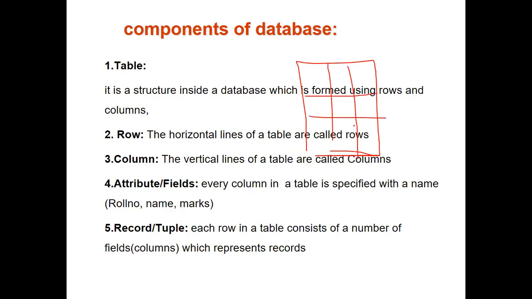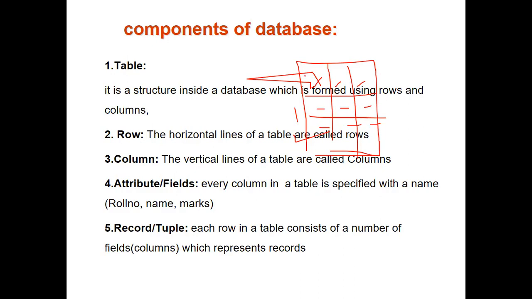If you have some columns, say serial number, name, and next marks, data will be there here and there. This is like one, this is like two. If you take one, there will be one record. This is like the second record, like that.